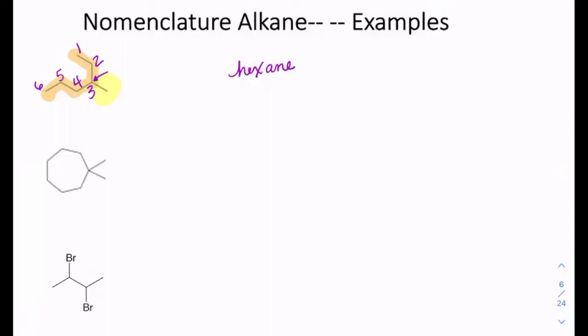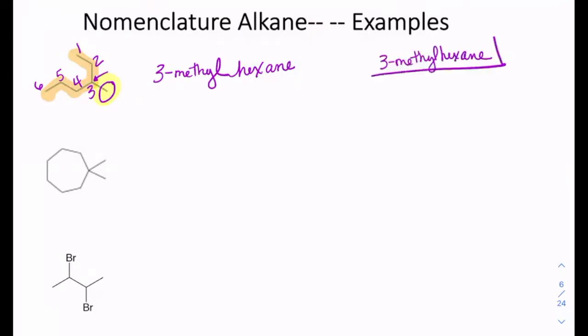We're going to pull that together and name our compound. We have a methyl group at carbon 3. And so that is going to be 3-methyl. And then we put it together in one word. And so the full name of this compound is going to be 3-methylhexane.